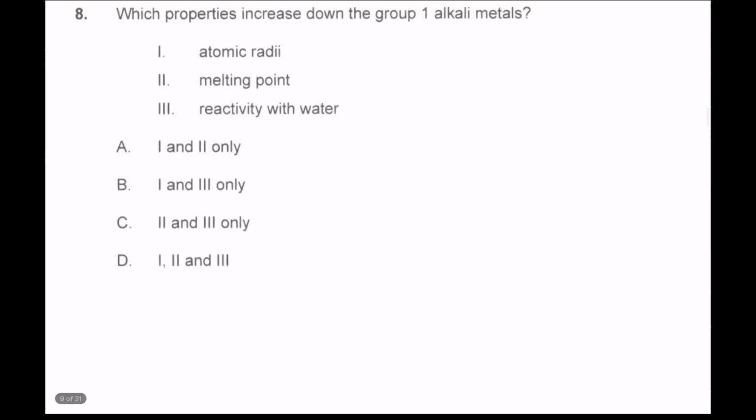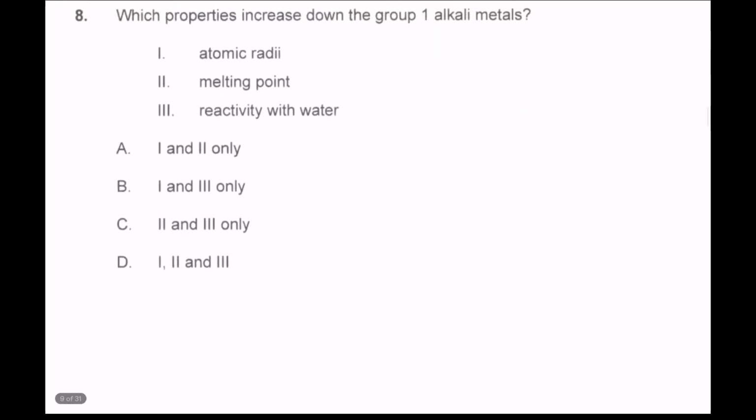Now moving on, which properties increase down group 1 alkali metals? Now atomic radii. Atomic radii definitely increases because as we go down the group, the number of electron shells increases. As the number of shells containing electrons increases, your atomic radii will also increase. So this is true. Now for melting point. For alkali metals, melting point decreases as you go down the group.